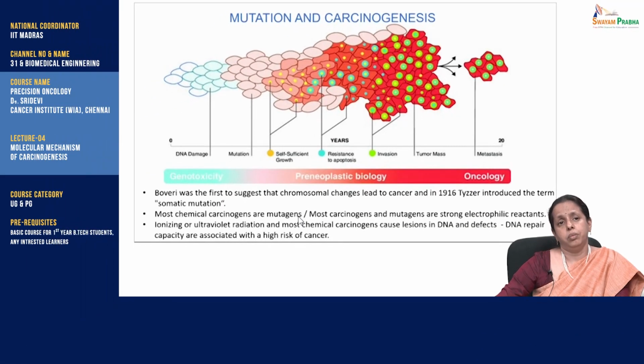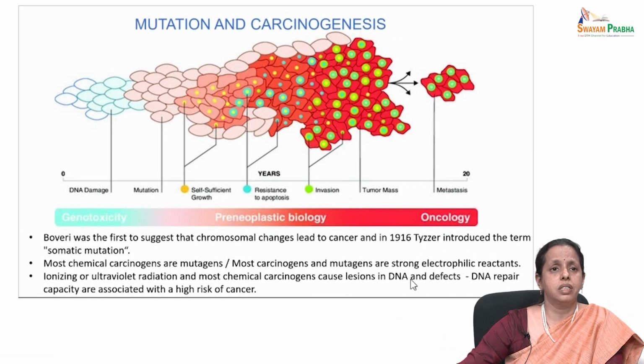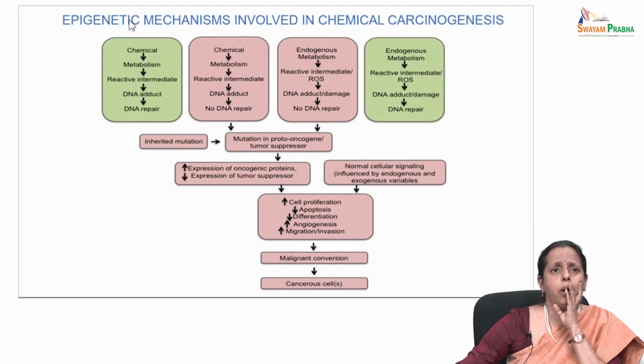But not all mutagens may be carcinogens. Most carcinogens and mutagens are strongly electrophilic reactants. Ionizing or UV radiation and most chemicals cause lesions in DNA and defects, and these particular defects are associated with high risk of cancer. One important term here, which we will be talking about, is epigenetic mechanisms involved in chemical carcinogenesis.